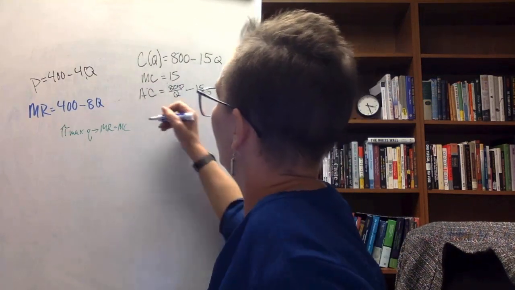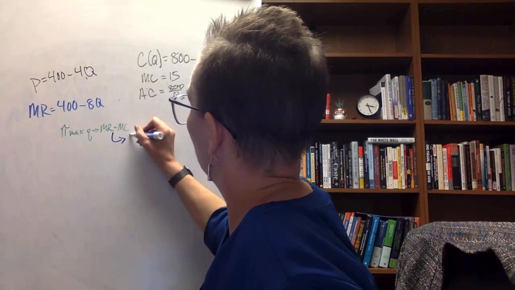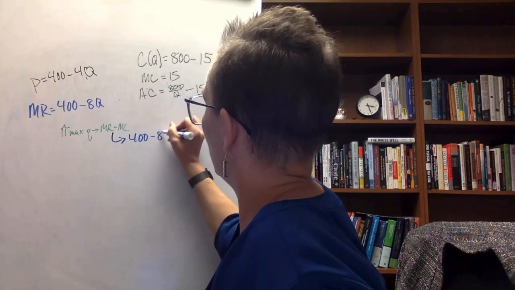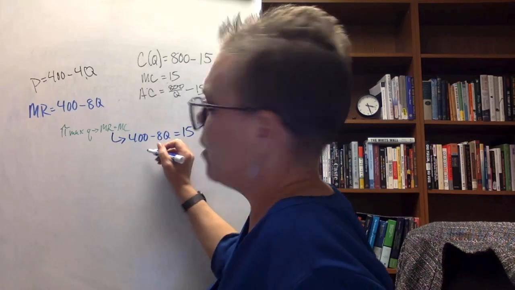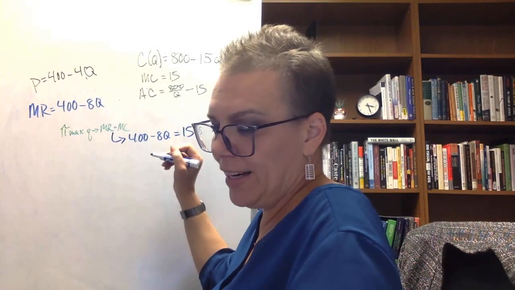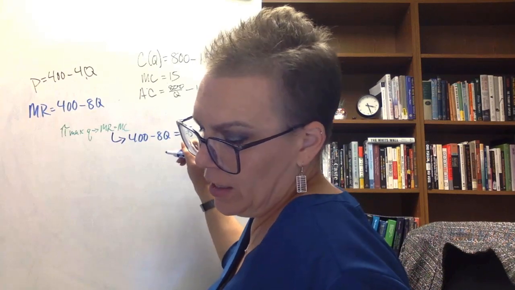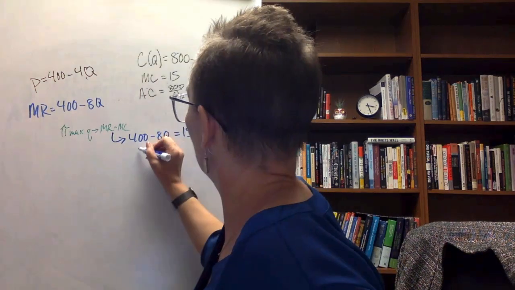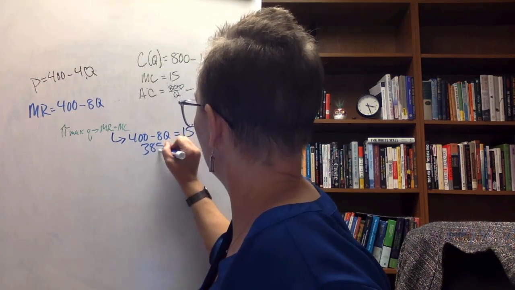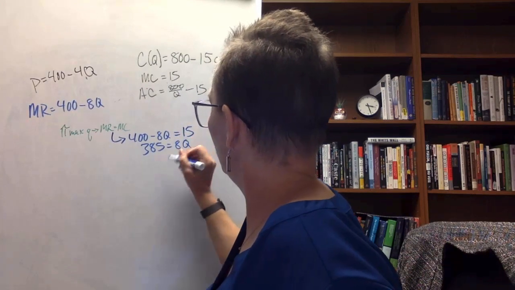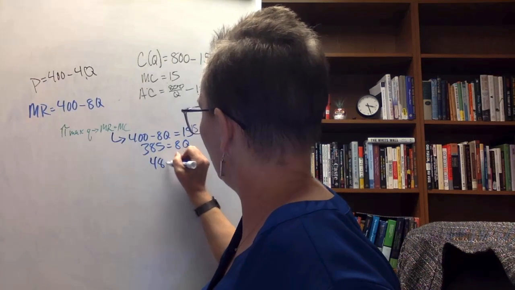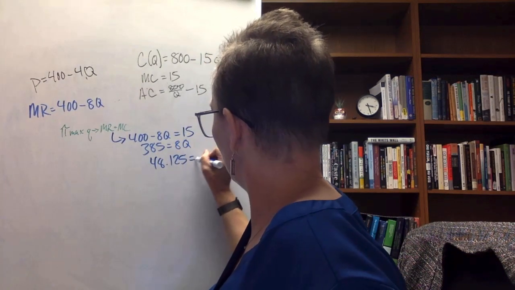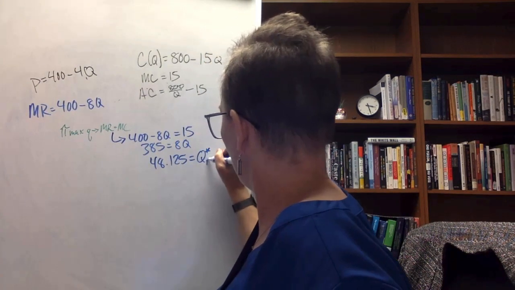So marginal revenue is 400 minus 8Q equals 15. So 400 minus 15 is 385 equals 8Q. 385 divided by 8 is 48.125 equals Q star for our monopolist.